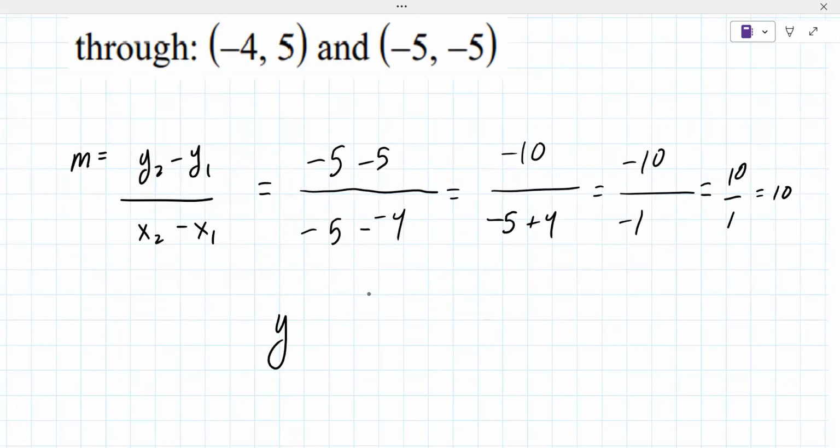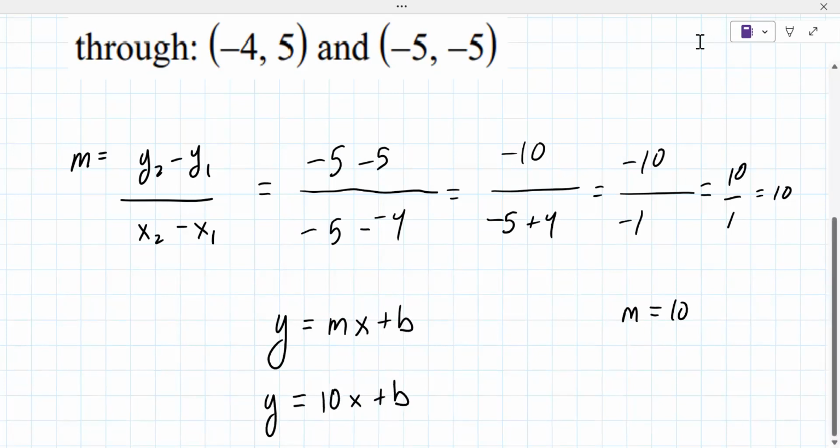Now the equation of a line is y equals mx plus b. What is the value of m? M is -5 minus 5. No. What did we just calculate? What was all the y2 minus y1? It's 10. M is 10. So we write y equals 10x plus b.